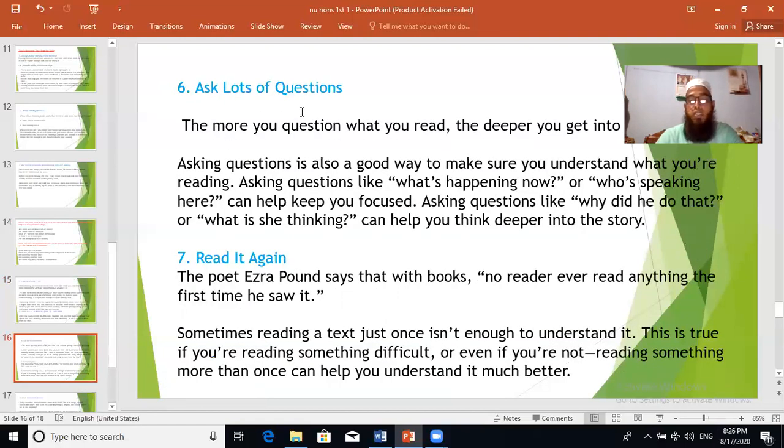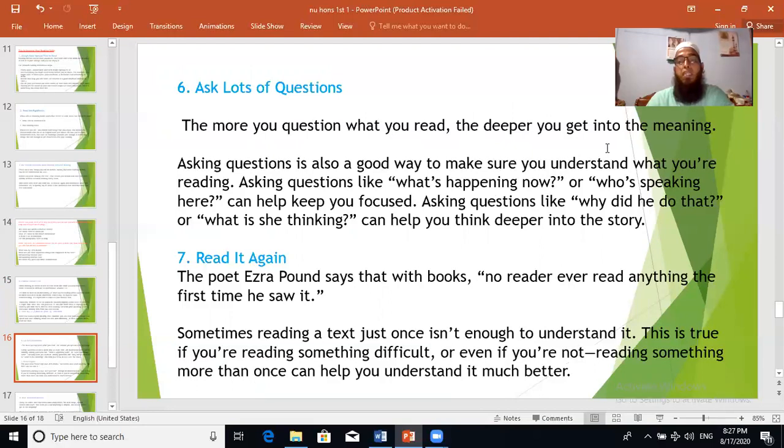Ask lots of questions. The more you question what you read, the deeper you get into the meaning. So the more questions you can make, you will get the meaning of the context so easily and comfortably.